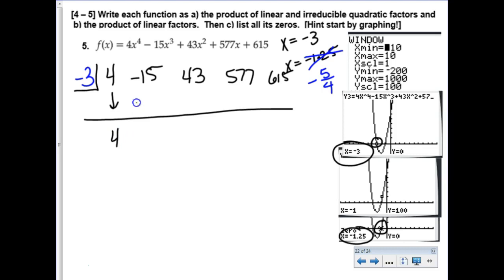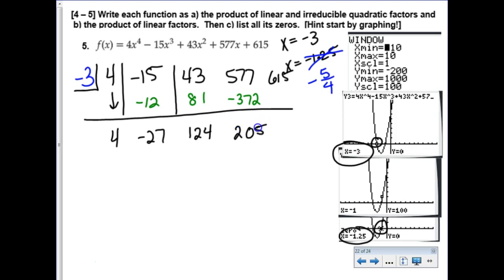All right, I got this first one. That's negative 12. And I think I can even do this. That's negative 27. 81. Okay. 124. Yeah, all right. Now, 124 times negative 3, negative 372. And you're adding those up and you get 205. And then 205 times negative 3, please tell me that's negative 615. Otherwise we have done something terrible. Yep, it is. All right, so remainder of 0, good job us.